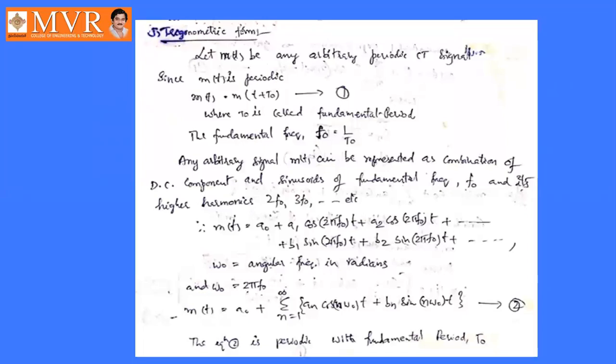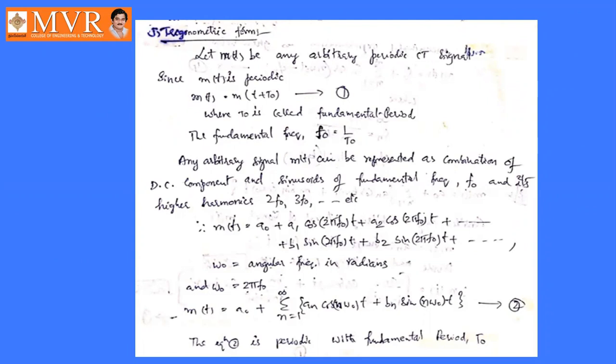Any arbitrary signal m of t can be represented as a combination of DC component and AC components. AC components mean sinusoids of fundamental frequency f naught and its higher harmonics 2f naught, 3f naught, 4f naught up to nf naught, etc. Therefore, we can write this arbitrary signal m of t as a combination of DC component as well as sinusoids of fundamental frequency f naught to nf naught.